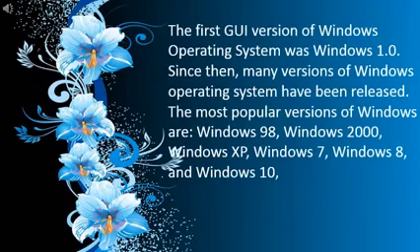The first GUI version of Windows operating system was Windows 1.0. GUI stands for Graphical User Interface. It allows the user to interact with electronic devices through graphical icons.